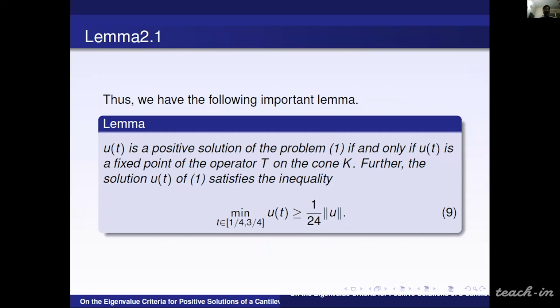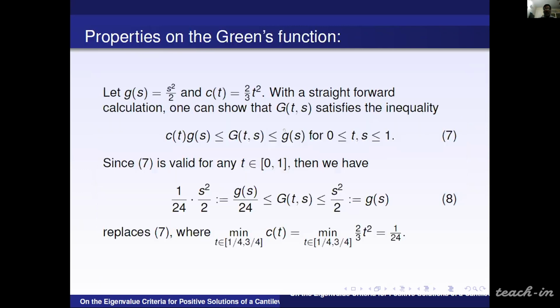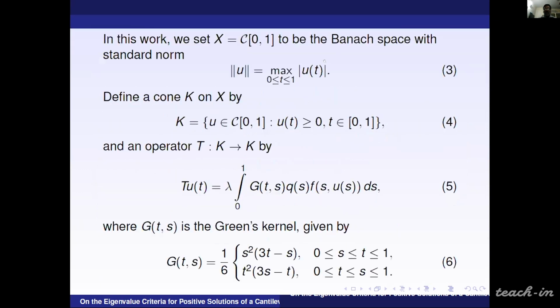That's why I have written here: u(t) is a positive solution of problem 1 if and only if u is a fixed point of the operator T on the cone K. And at the same time, this u(t) satisfies this property. This helps us: the minimum of u(t) for t in [1/4, 3/4] is greater than or equal to 1/4 of the norm of u. The norm of u is already defined here. In the Banach space, we have considered the maximum norm.